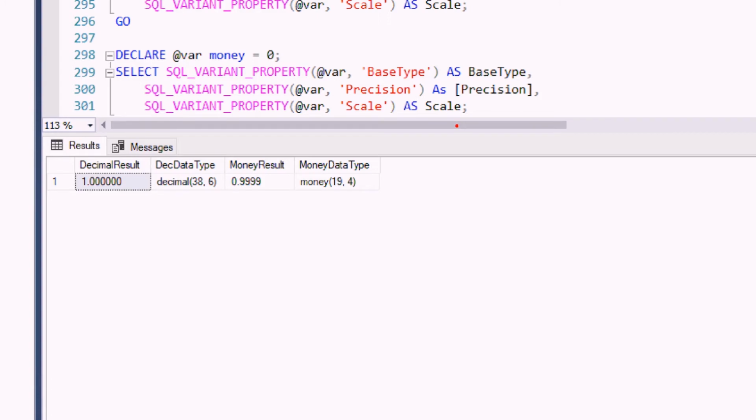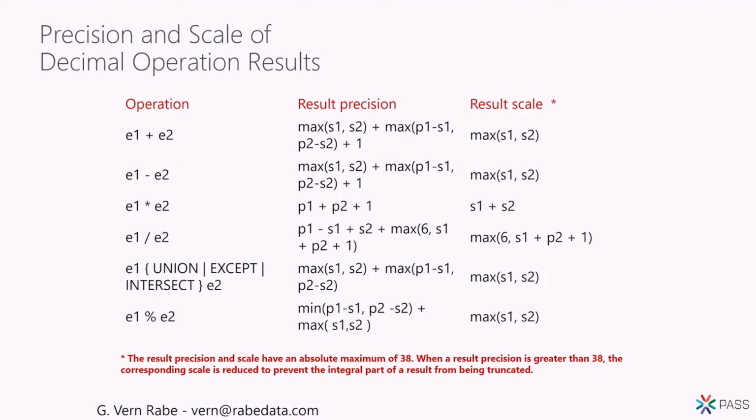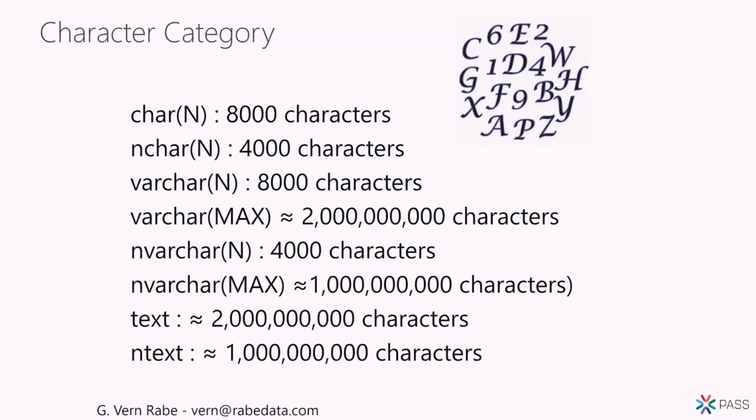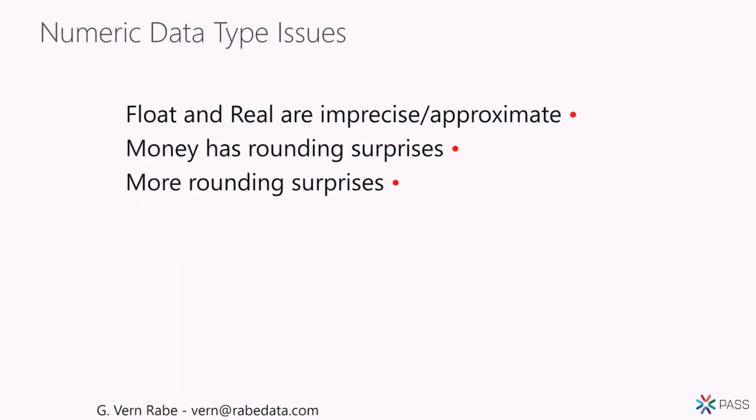And there's quite a formula, a rule, I guess, on Books Online. I've got to memorize this, everybody. This tells you if I start out with a decimal and then I add two of them together, what's the precision and scale of the result, and divide, and all of these different things. That tells you how SQL Server determines the precision and scale of the result. So even though money has what I refer to as early rounding errors, any data type has potential rounding errors.